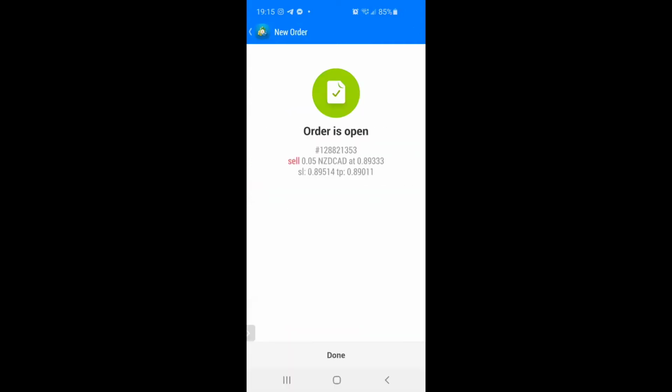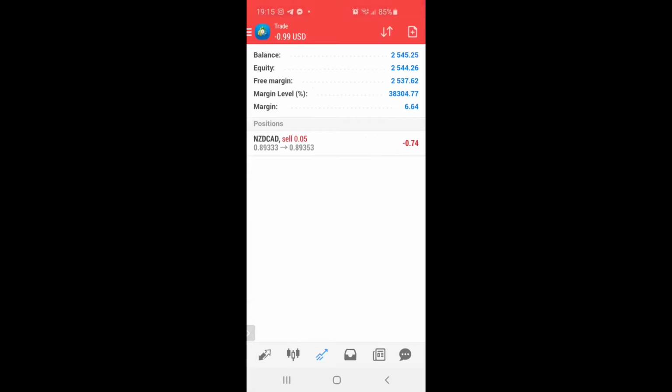Then it's going to say orders open. If you did something wrong, it wouldn't say orders open. It'll say invalid stop loss or invalid take profit, and it won't even let you do the trade until you correct it. Does that make sense?